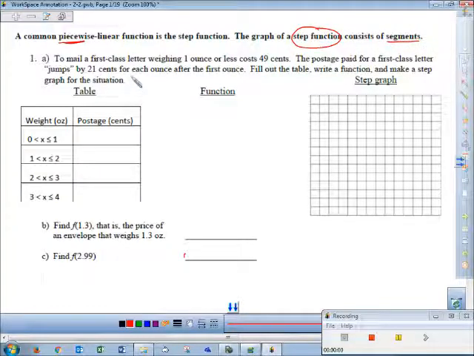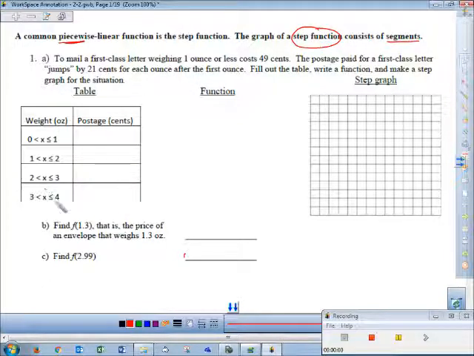So let's just get to a real-life example here and see what's going on. Our example is we're going to mail a first-class letter. So we're going to go to the post office, we're going to mail a letter, and here's the price. If the letter itself weighs 1 ounce or less, it's going to cost us 49 cents to mail that letter. But the postage paid for anything will jump by 21 cents for every ounce after that.